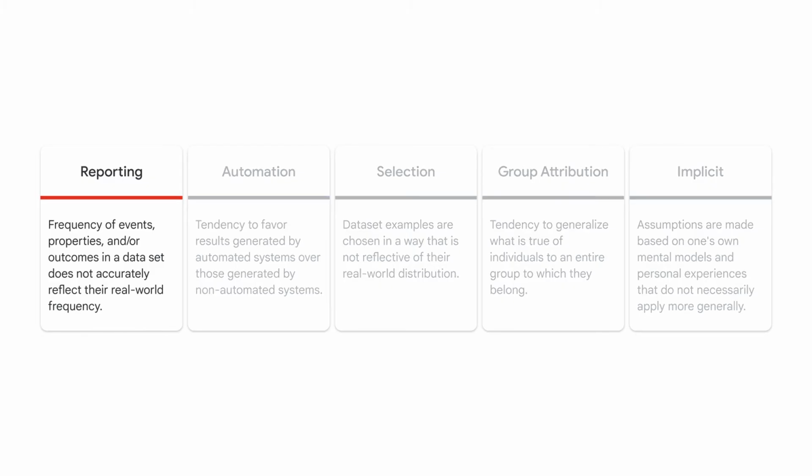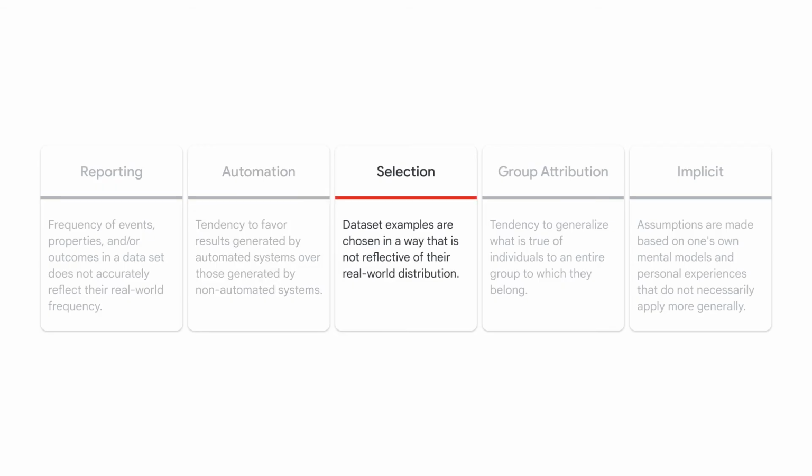Reporting bias occurs when the frequency of events, properties, and/or outcomes captured in a dataset does not accurately reflect their real-world frequency. This bias can arise because people tend to focus on documenting circumstances that are unusual or especially memorable, assuming that the ordinary is generally accepted. Automation bias is a tendency to favor results generated by automated systems over those generated by non-automated systems, irrespective of the error rates of each.